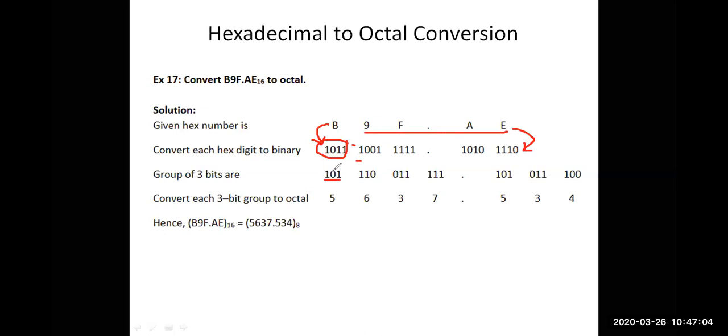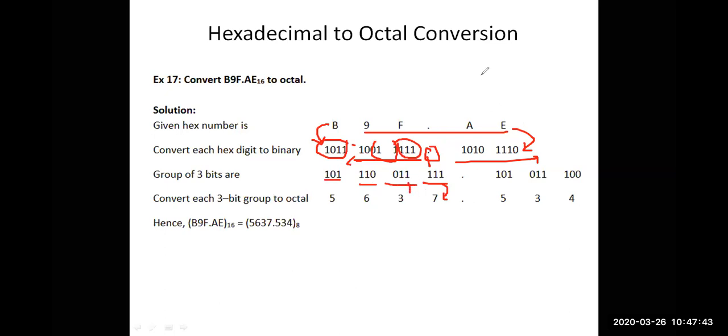Then redistribute these groups. So how to redistribute? Start from this point. This point is important. We should not start from the left side. We should start from this point, and for the integer part move to the left side and for the fraction move to the right side. Make groups of 3 bits like this and so on. So we are left with 111, 011, 110 and 101. So 111, its equivalent octal is 7, then 3 and so on.